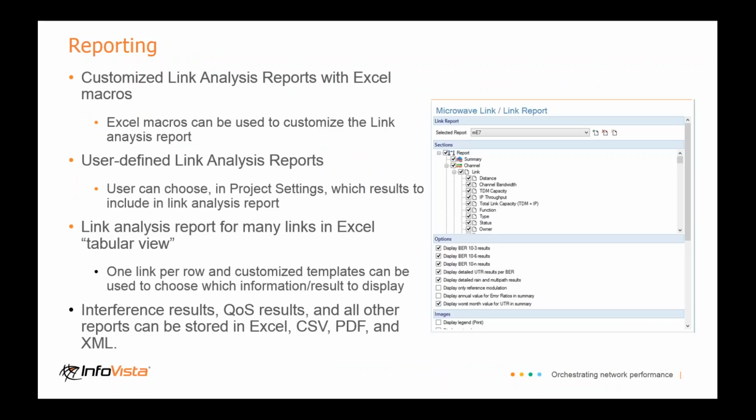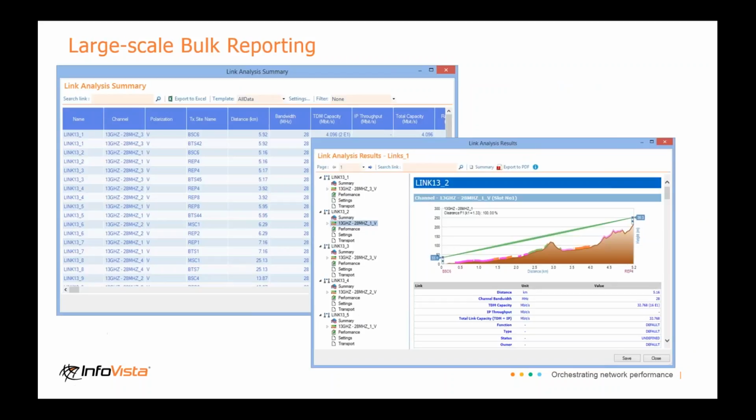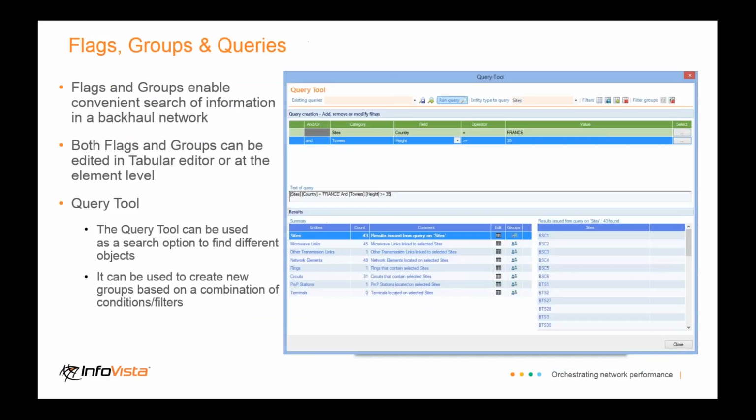Reporting is all customizable. You can customize your reports however you want, PDF, Excel, say what you want to include in it. If you want a graph, if you don't want a graph, if you want tabular information, results on different criteria for BER, for example. So this is all customizable. You can create reports for multiple sites or multiple links at the same time. That's something I already showed you.